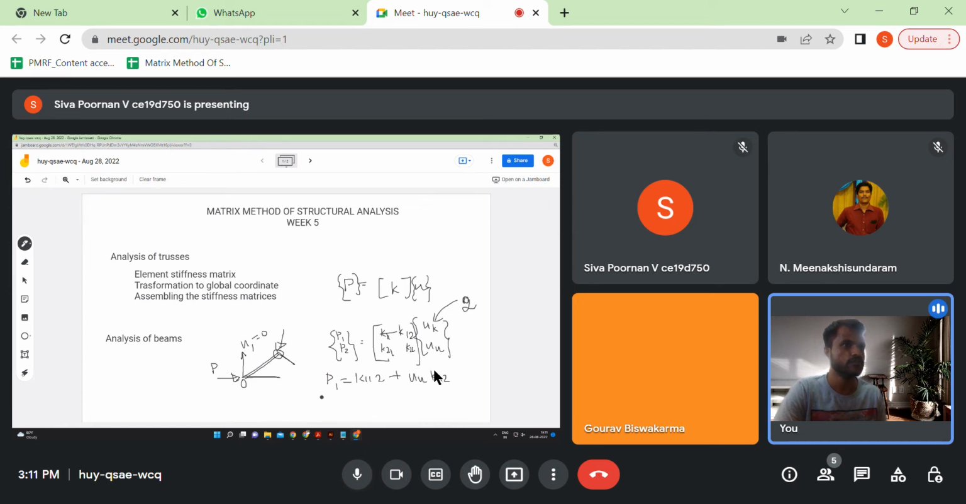So P2 will have a known component. It will have K21 into this known component plus K22 into U2. So this is the equation you have to solve first. You'll have a contribution from K21 as well, which was not there last time. Okay, fine. So these two things I wanted to highlight this time. I hope this is clear.